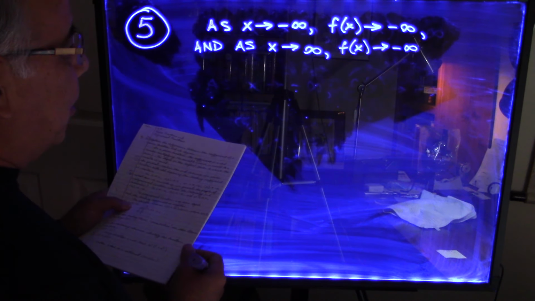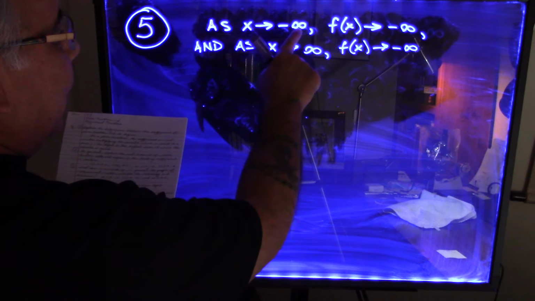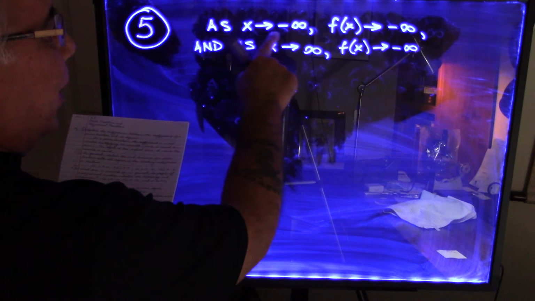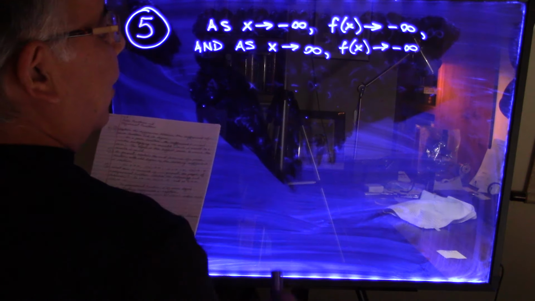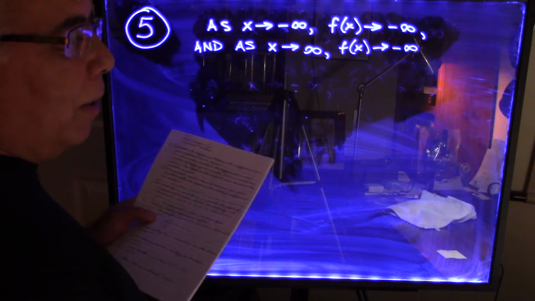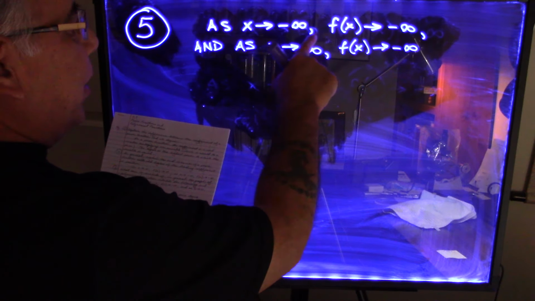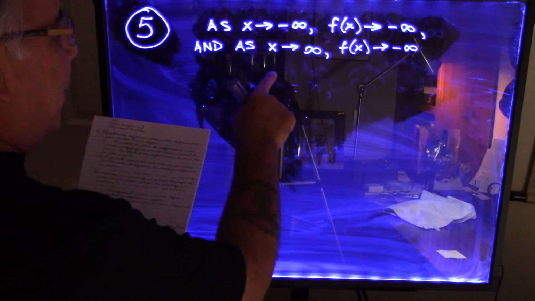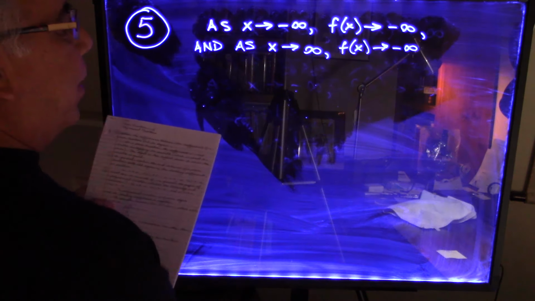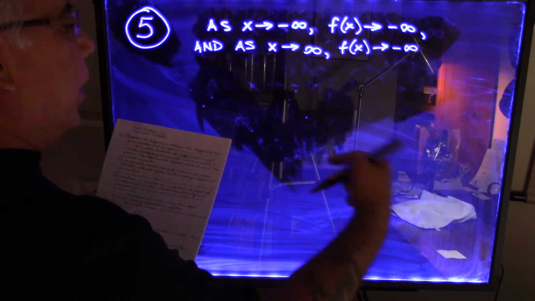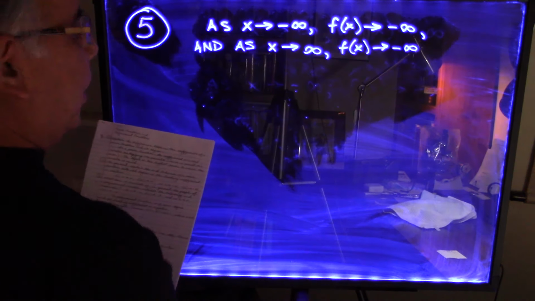So, for example, it could be negative 3x squared. The x squared will make that positive. Even though x is negative, you plug it in, it's going to become positive when you square it. But the function is still going to negative infinity. So that means the leading coefficient is negative. Negative times positive is negative, right? And the same thing applies here. x is positive, getting bigger and bigger. f of x is becoming more negative, going to the other direction, negative. And so you've got a negative leading coefficient.